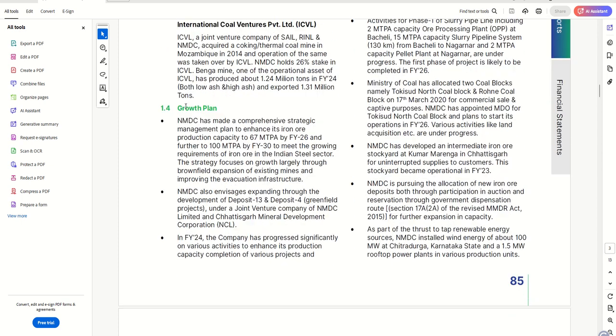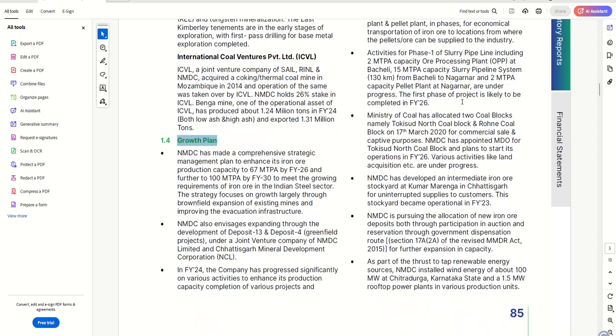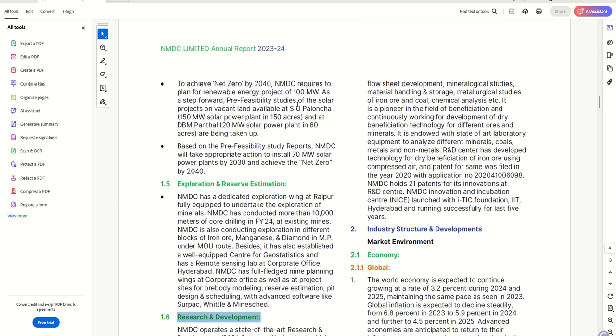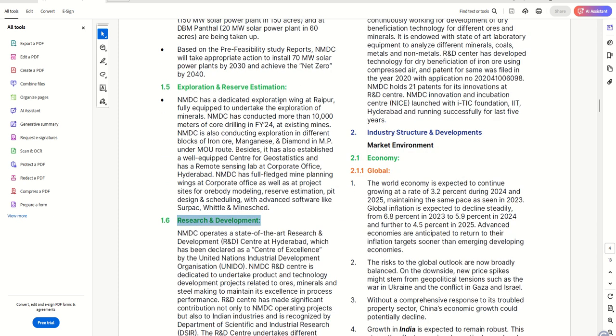So what are the growth plans? Now here you can see all that the company is planning to do as part of their growth. Then research and development. So where are they putting the present R&D efforts, money, all that? Now this is all internal to the company, that is done.